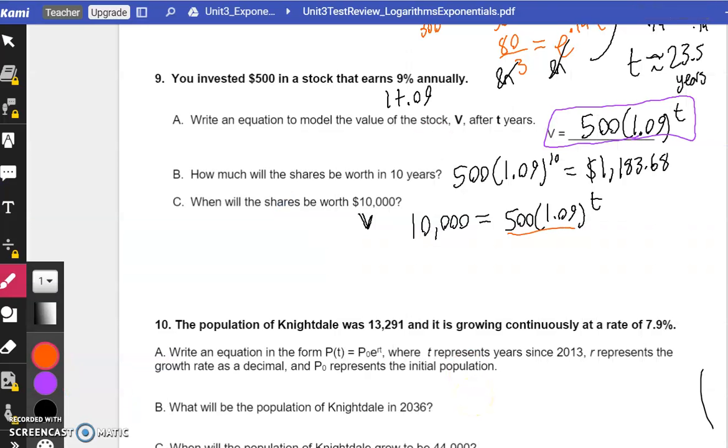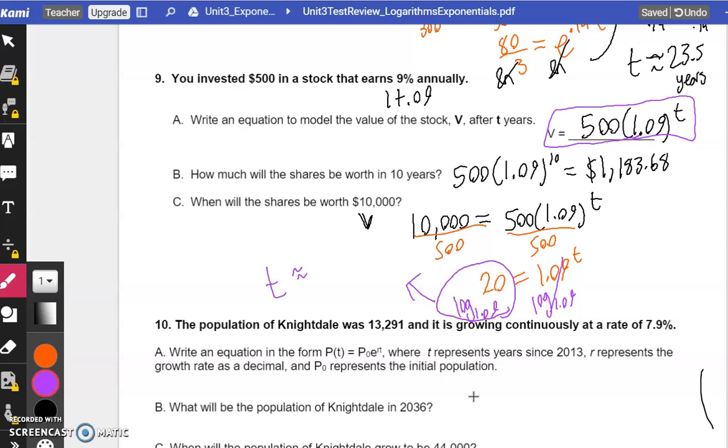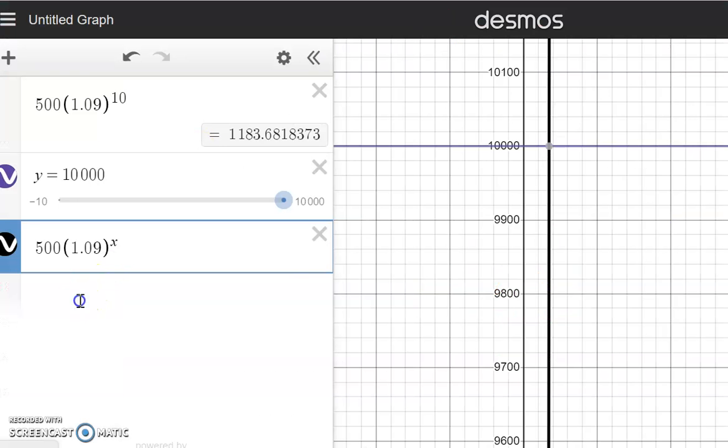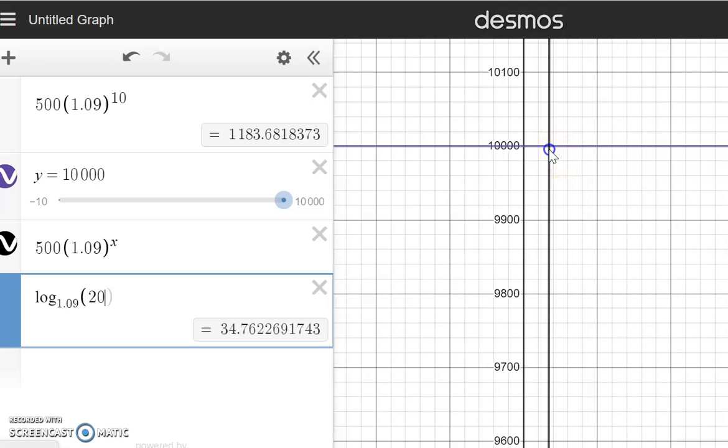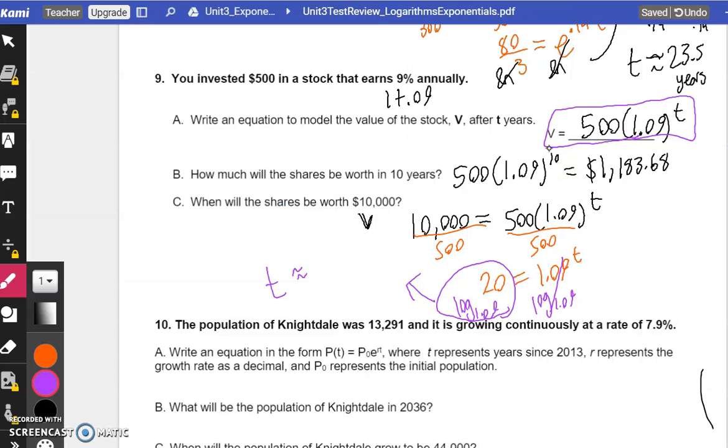I would divide both sides by 500 here. And so that's going to give me 20 equals 1.09 to the t power. And I can take the log base 1.09 of both sides. That's going to cancel out. And this is what I would be typing into Desmos to get my t equals. And let's see if it matches up. So log base 1.09 of 20, 34.8, which matches with this point. 34.8 years. So that's a nice money you can pass on to your kids or use in retirement.